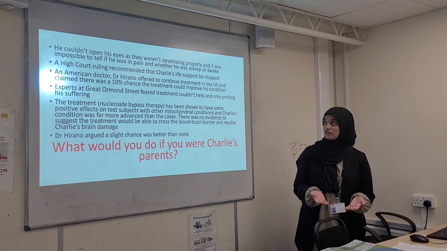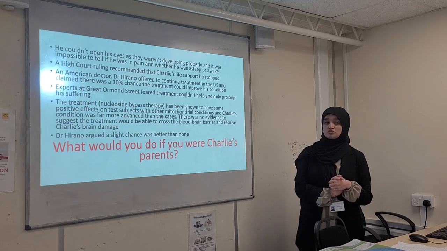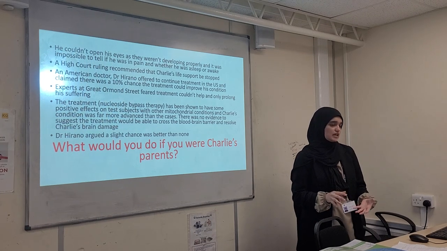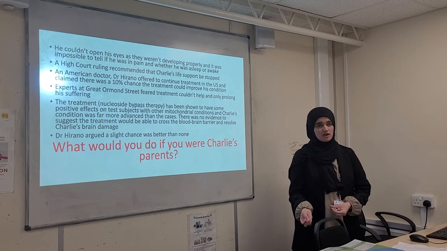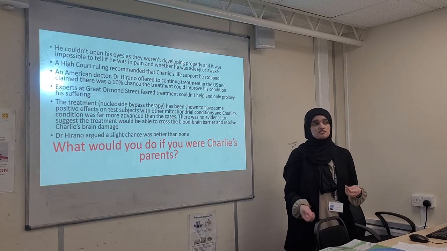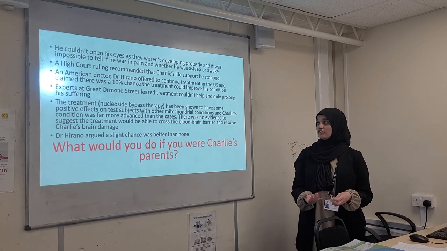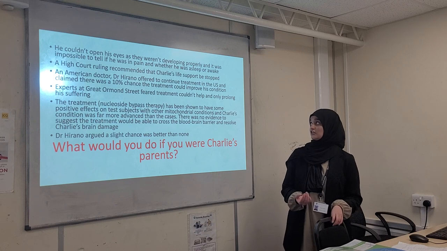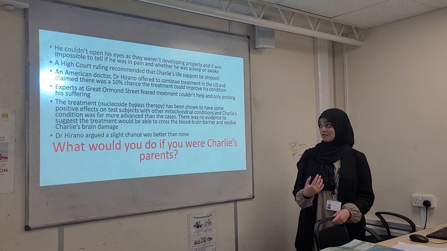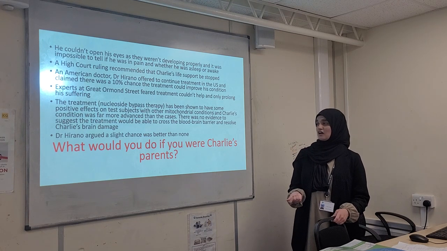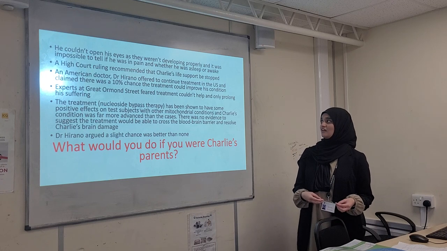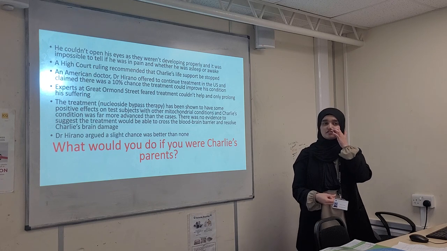And a high court ruling in the UK recommended that Charlie's life support be stopped because you can't really tell if he's in pain, and no treatment would work. There was no cure for the disease because it's so, so rare. An American doctor called Dr. Hirano offered to continue the treatment in the US and claimed there was a 10% chance the treatment could improve things. But experts at Great Ormond Street said that it wouldn't help and would only prolong his suffering.